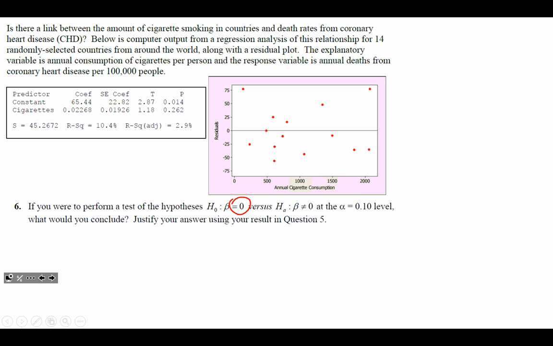So again, for number 6, you want to check that null value. Is it in your interval? If it's in your interval, you fail to reject. If it's lower or if it's higher than your interval, then you do reject the null hypothesis. Okay.